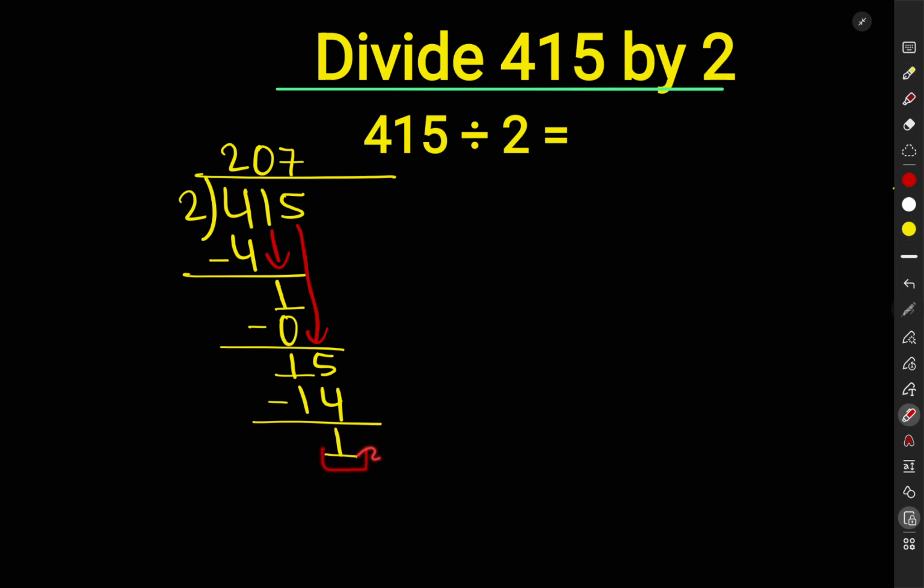So now this 1 is less than 2 and there is no other number beside. So we put here decimal so that we take 0. So it is 10 and 2 times 5 means 10. On subtracting it is 0. So 415 divided by 2 is 207 decimal 5.